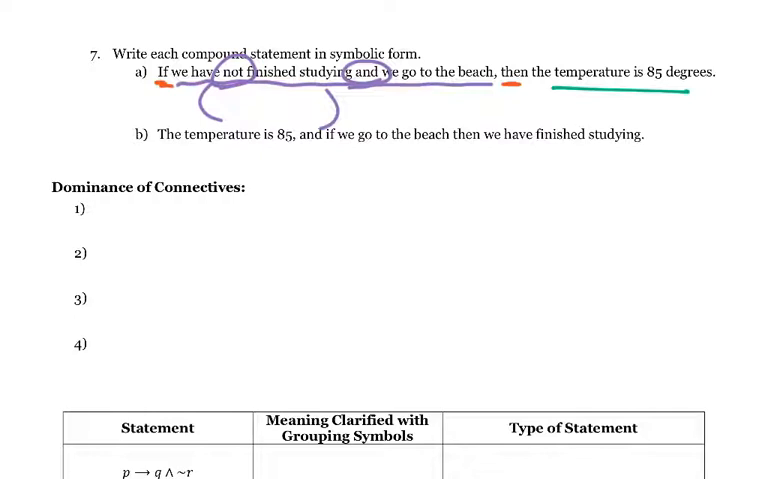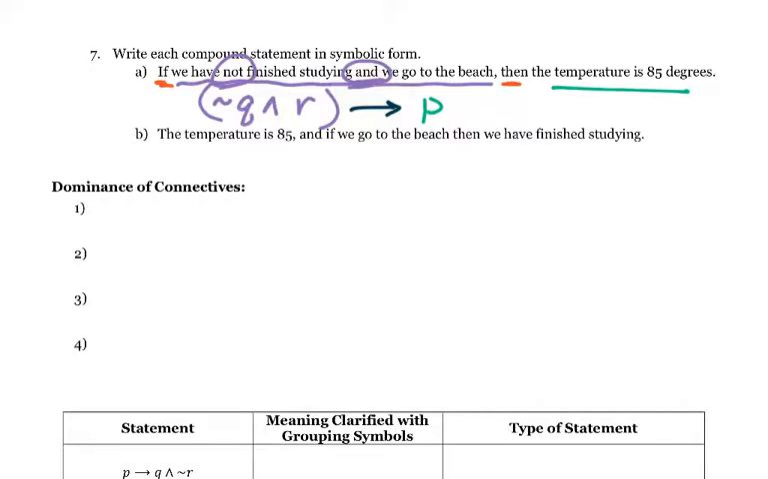If we have not finished studying, so not Q, and R, that we go to the beach, then, so if not Q and R, then the temperature is 85 degrees. That's just our P statement.